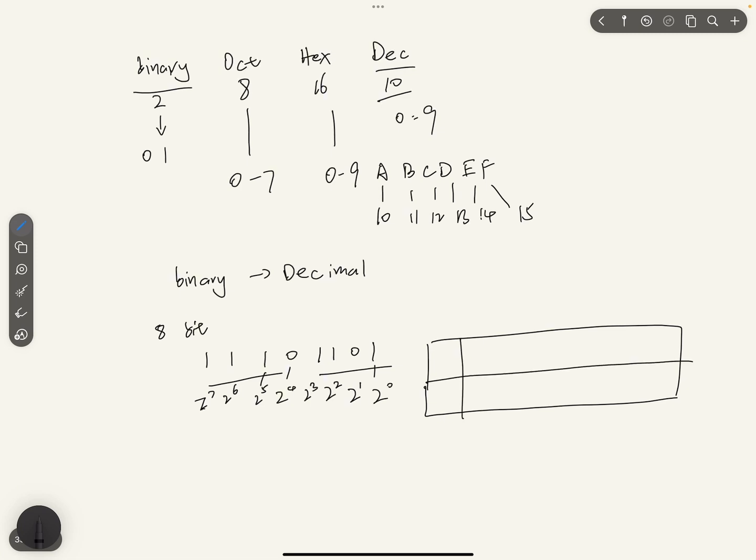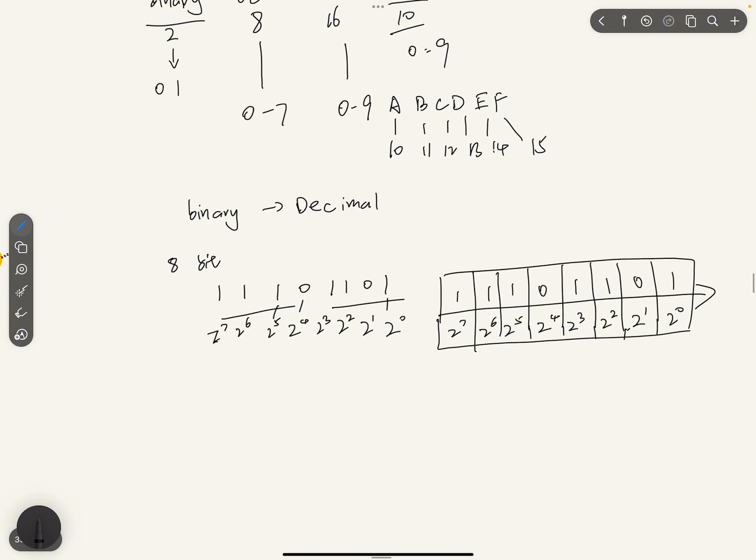So let's say we have 1, 1, 1, 0, 1, 1, 0, 1. This one has the weight of 2 to the 0, this one has 2 to the 1, 2 to the 2, 2 to the 3, 2 to the 4, 2 to the 5, 2 to the 6, 2 to the 7. Based on this table, we just use each bit times the weight on that bit.